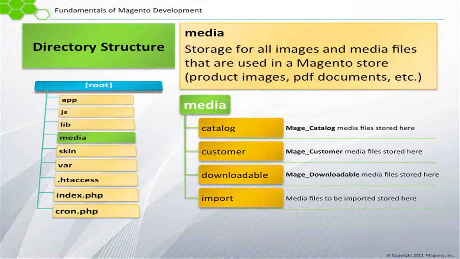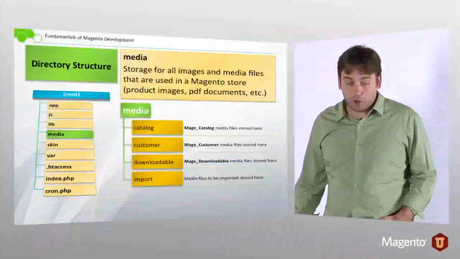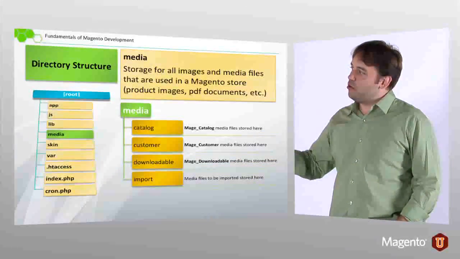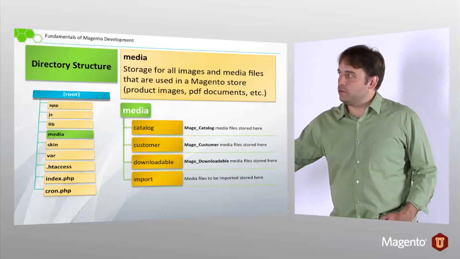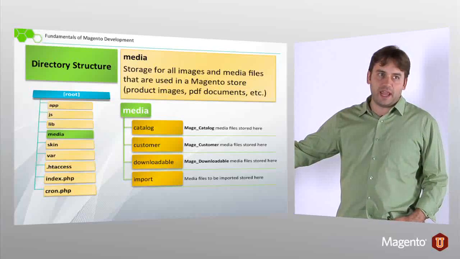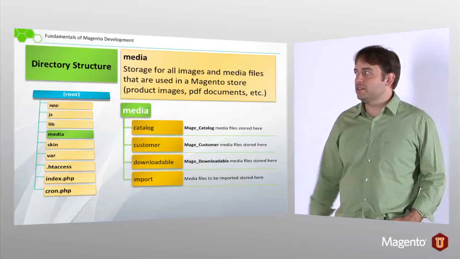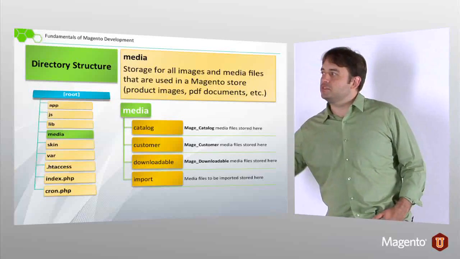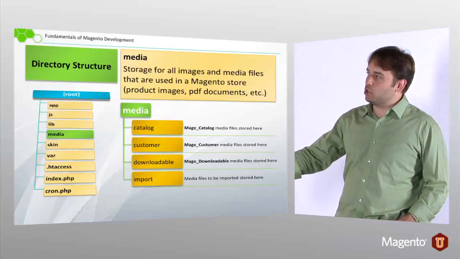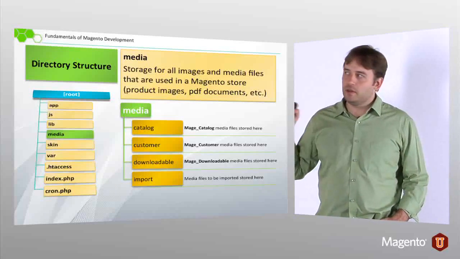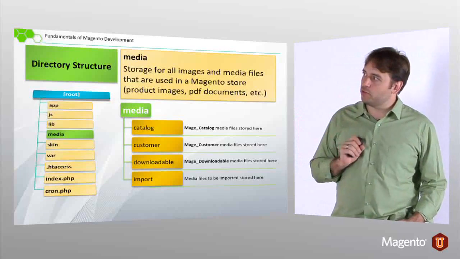So moving along to media. Basically, the idea is that anything that's being uploaded via the admin, for the most part, is going to end up here for a given module. So your images for categories and products are here under media catalog, downloadable products under media downloadable, and so forth. So that's where you can go and look for that.